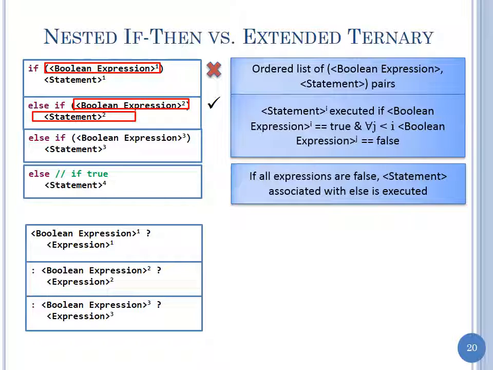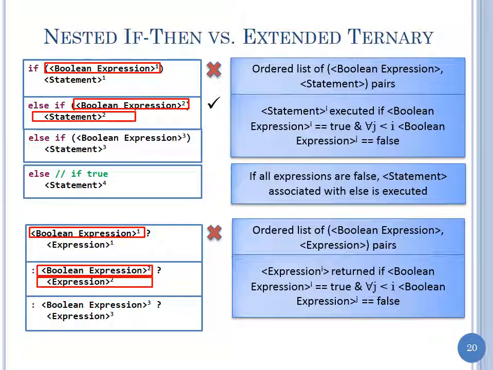So we're going to take again a list of pairs, and now rather than statements, we have expressions. We're going to do the same thing: evaluate the first expression. If it's false, we go on, and we keep doing this till we get an expression that's true. So this is an ordered list of Boolean expression pairs, and expression I is returned if Boolean expression I happens to be true, and if all previous Boolean expressions were false.